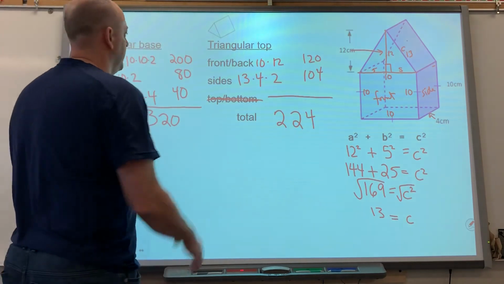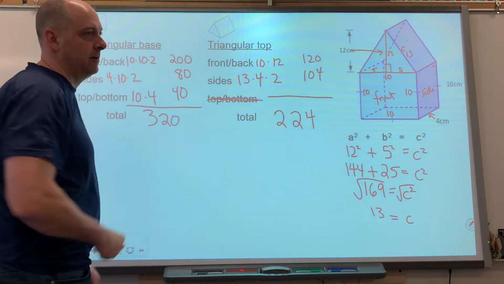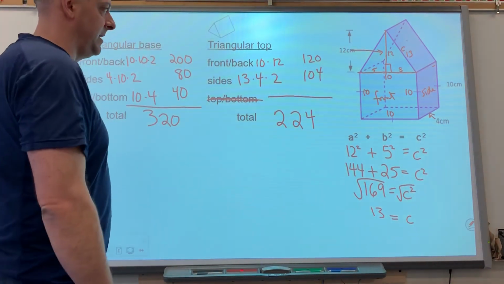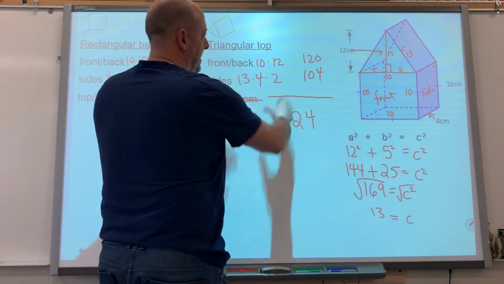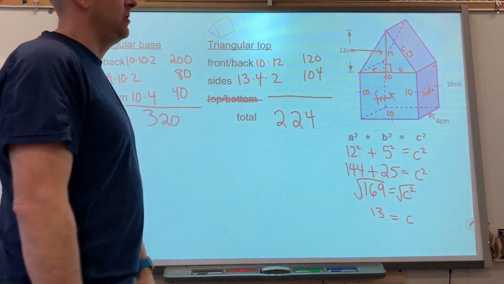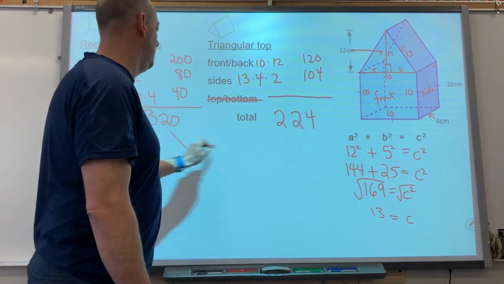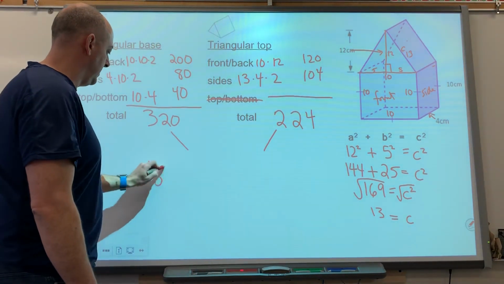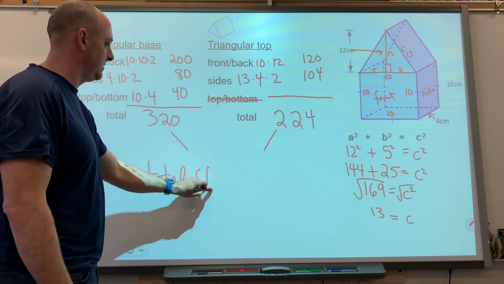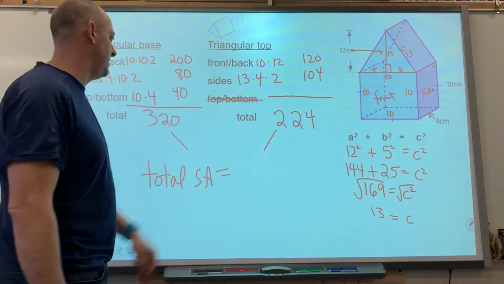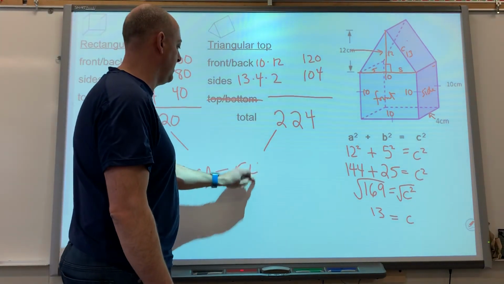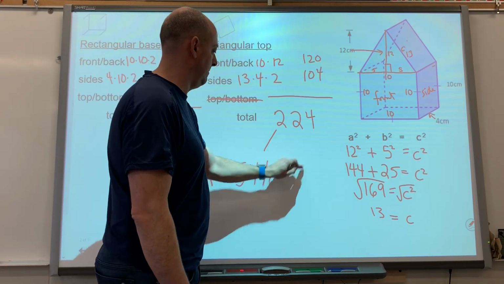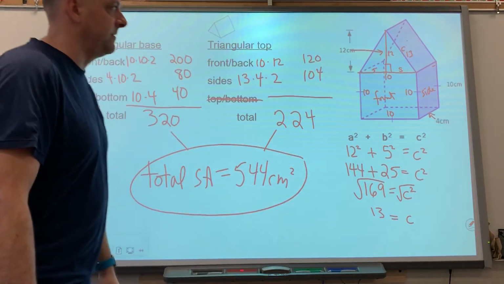Now we have the surface area of the parts we need from the rectangular base. We did not include the top because we can't touch it. The parts we need from the triangular top, we did not include the bottom because you cannot touch it. When you add these together, you get a total surface area for this object. 320 plus 224 is 544 centimeters squared for our total surface area of that object.